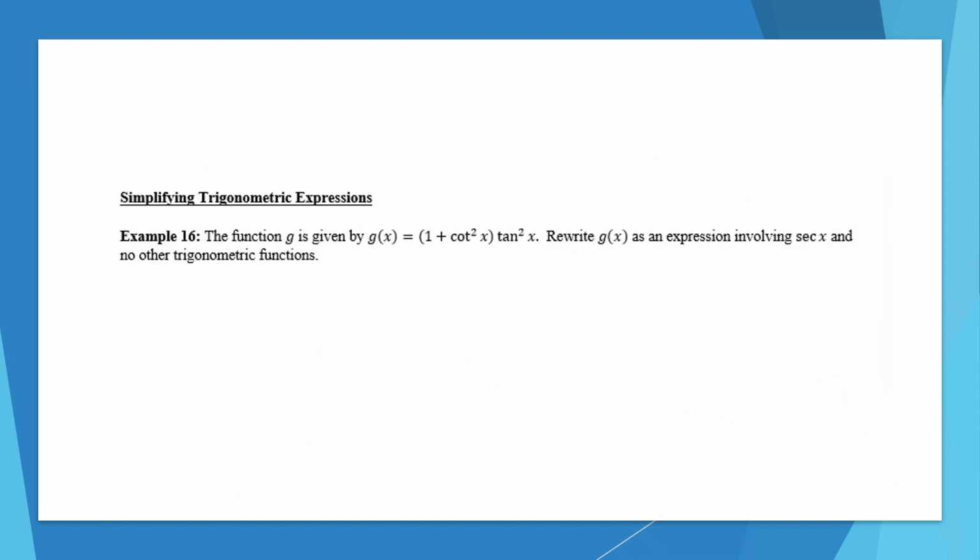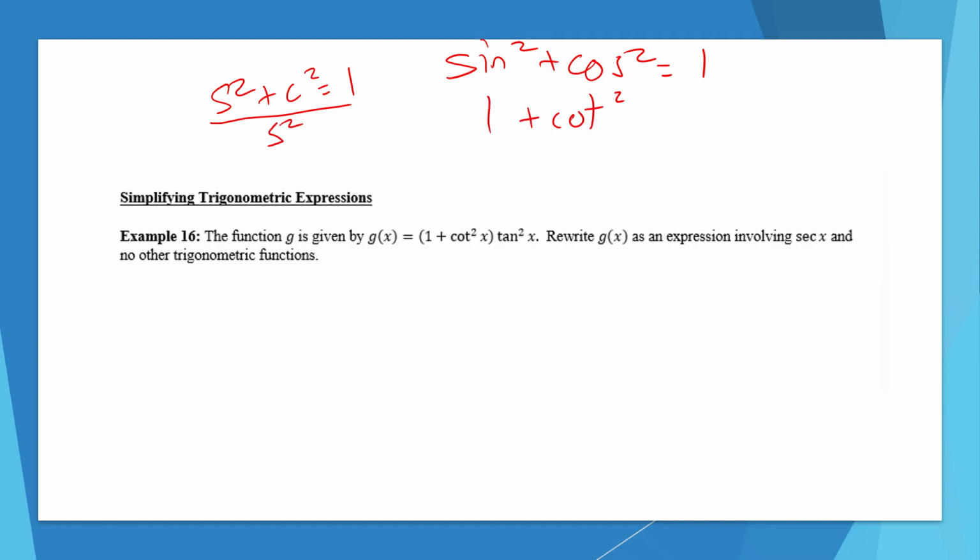Example 16. Here now we are simplifying trig expressions. You will see one of these for sure on your test, so make sure you know how to do them. The first thing you need to know is your Pythagorean identities. So here, remember, sine squared plus cosine squared equals 1. Dividing all terms by sine squared, we get 1 plus cotangent squared equals cosecant squared. Dividing all three terms by cosine squared, you get tan squared plus 1 equals secant squared.